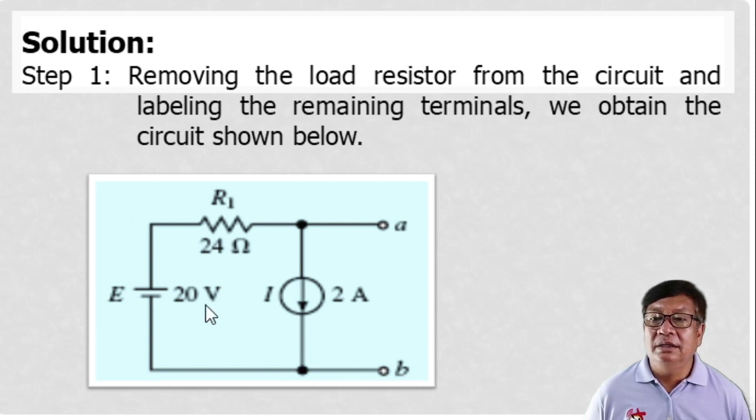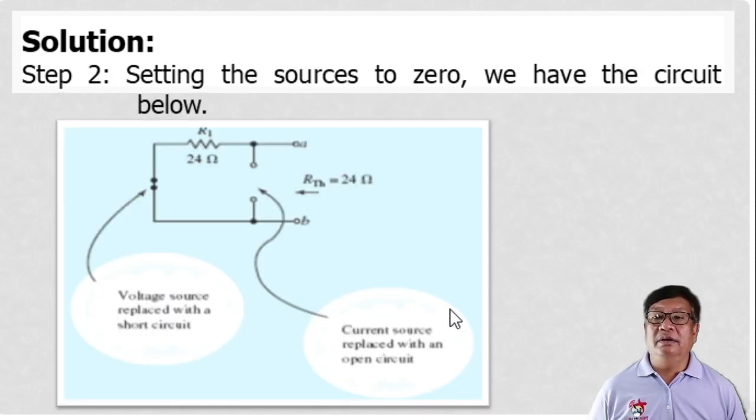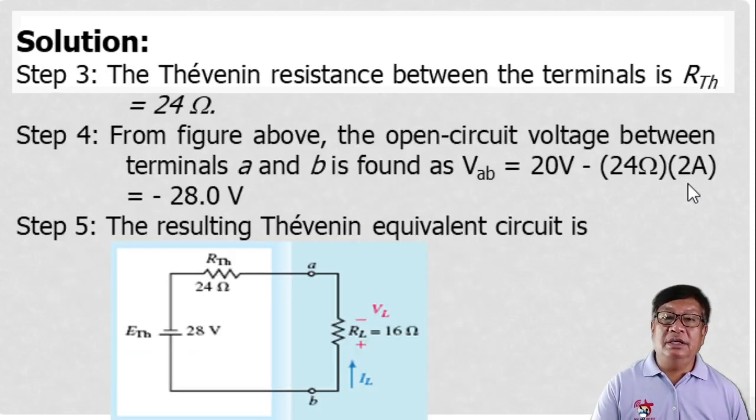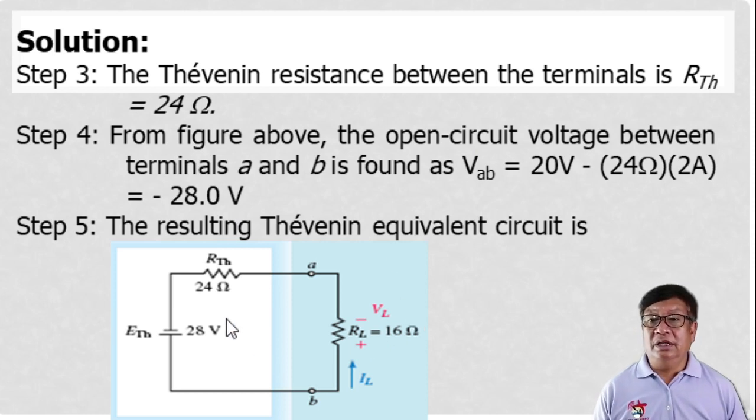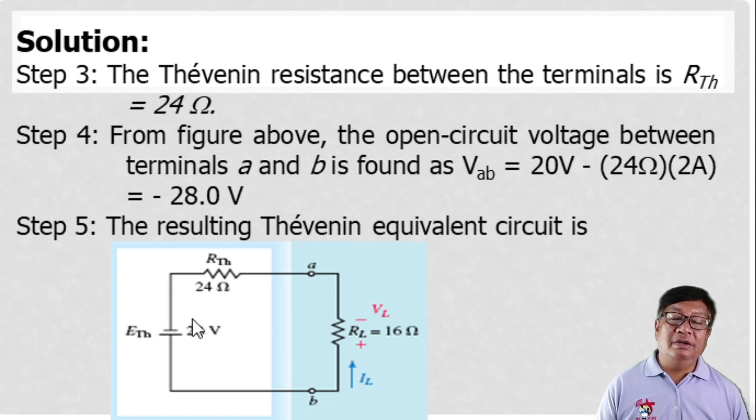So we have the source voltage 20 minus the voltage drop here. So ano po ba yung voltage drop natin dito? That is 24 times your current. This is the current that will flow here. So 24 times the current of 2 amperes, we have this 20 volts. Okay. So this is 20 minus 24 ohms times 2 amperes, then we have this minus 28 volts. Okay, so that is your terminal, that is your Thevenin voltage. So 28. So take note of the connection of the Thevenin voltage.